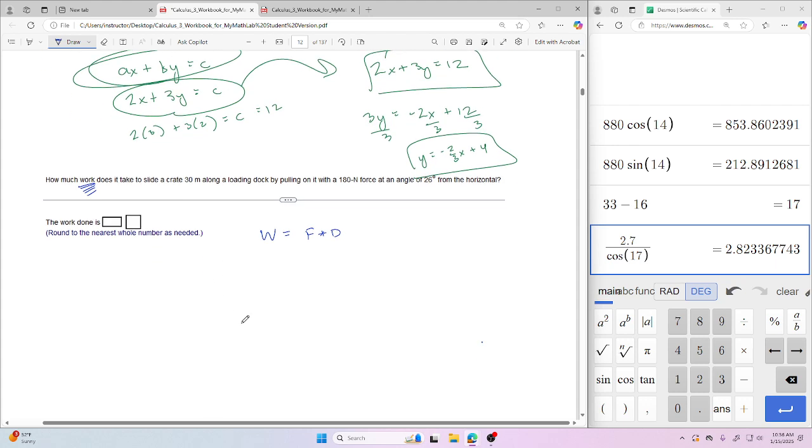Force times distance. Yes, force times distance. So in this particular case, that would be our newtons times our meters. That would be the final answer: newtons times meters.